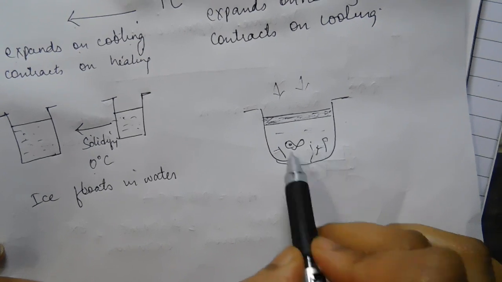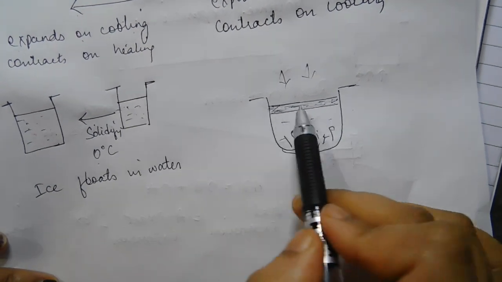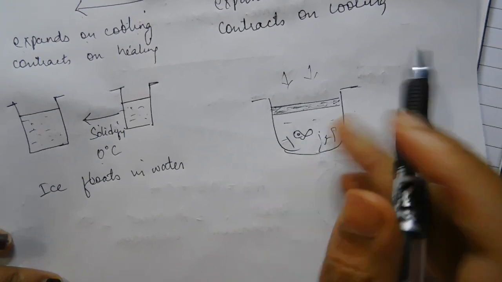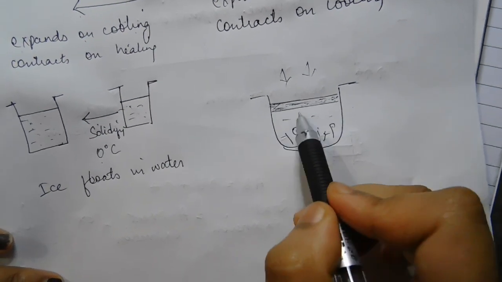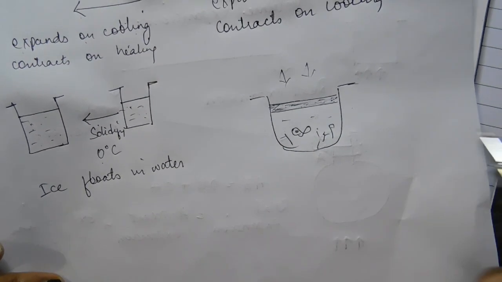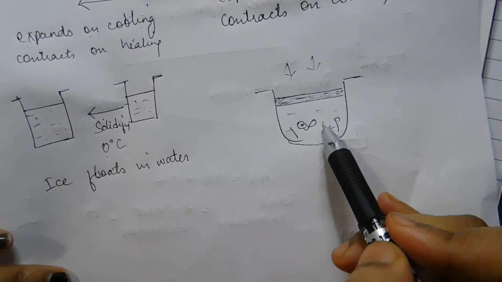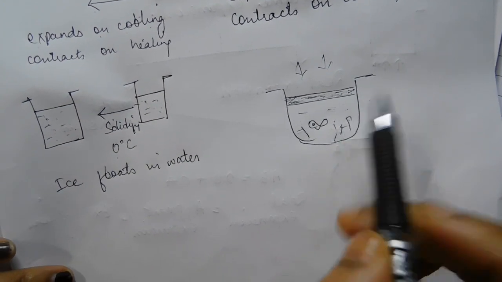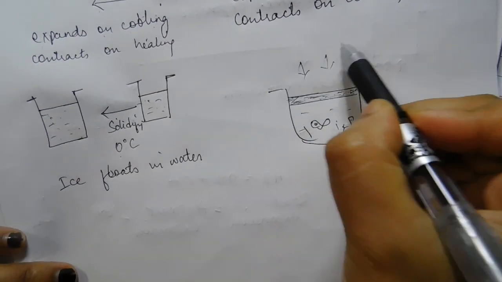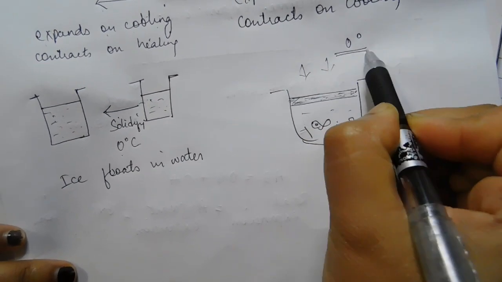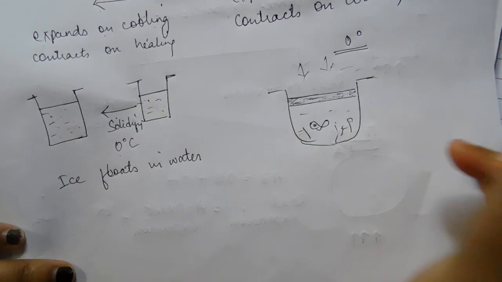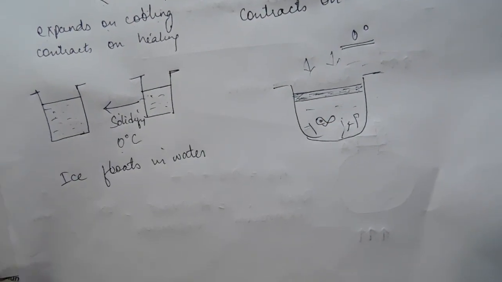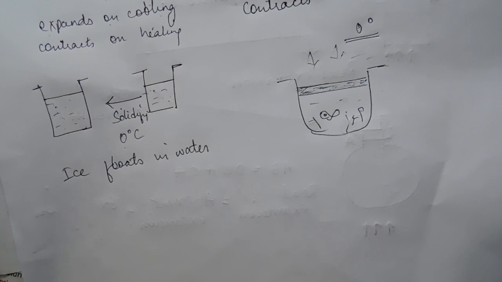That is why fishes can survive. Only the topmost portion will be ice, and the rest below it will still be in the liquid form. The water will still be in the liquid form, and so the aquatic plants and animals can survive even when the temperature outside is 0 degrees or below 0 degrees Celsius. It can be explained by the anomalous expansion of water.